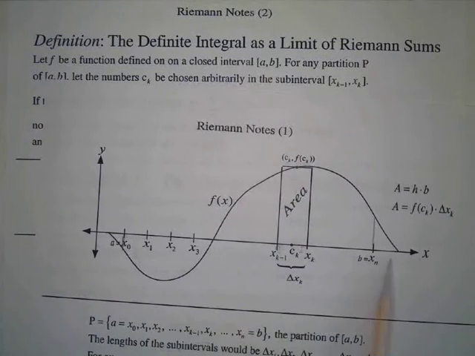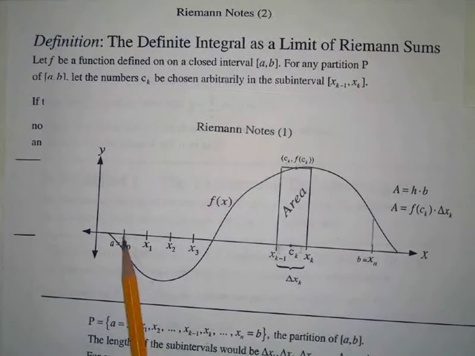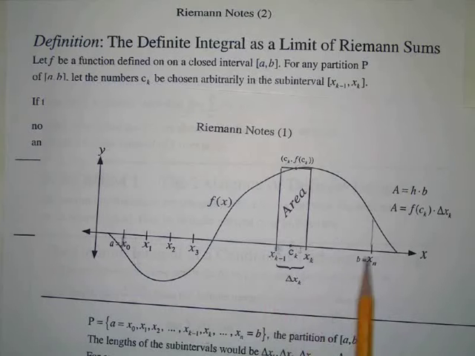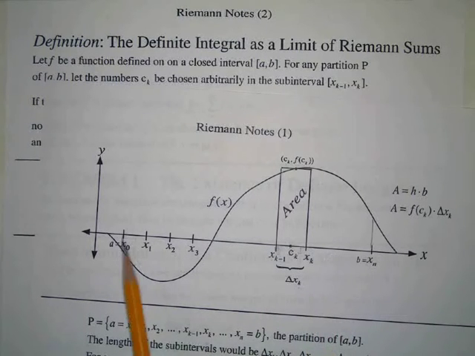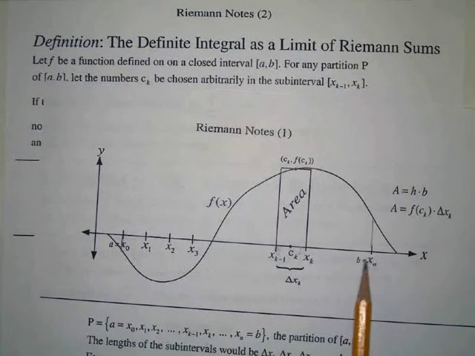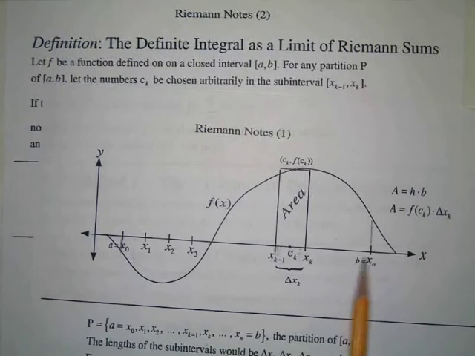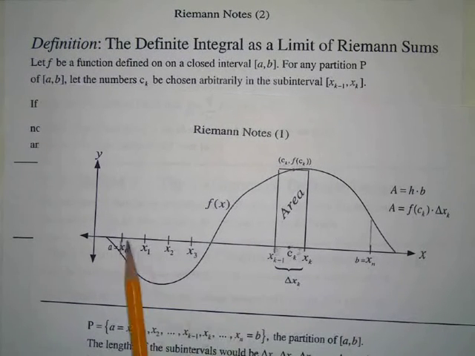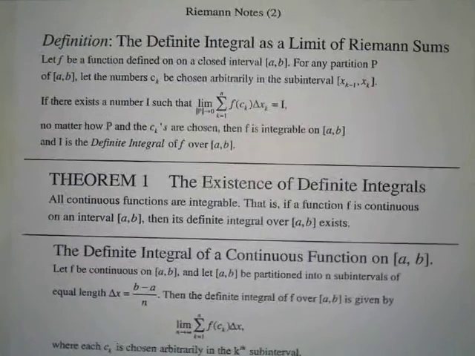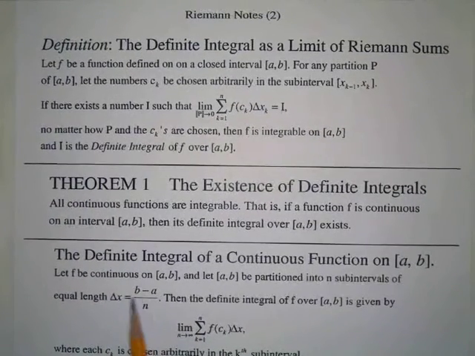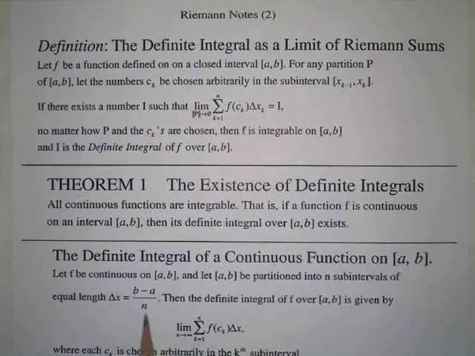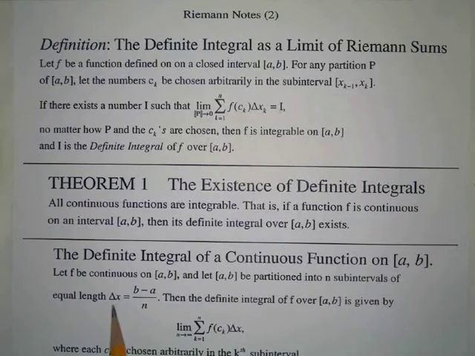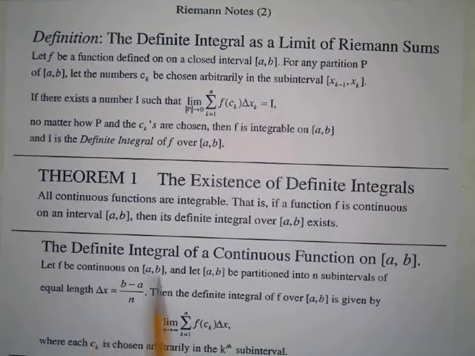In other words, the length of the interval from a to b is b minus a, and if I have n of these subintervals and divide that by n, I get the length of each one. So that's all we're doing. We take the length of the interval, which is b minus a, and divide it by the number of subintervals, and we get the length of each subinterval. That's what this represents.